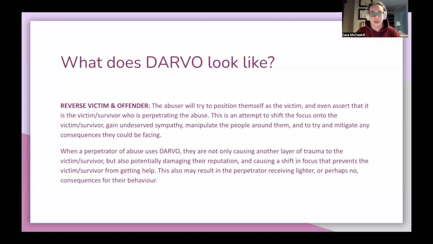They're also potentially damaging the reputation of the victim or survivor by lying, by manipulating, by twisting events and words, and causing that shift in focus that prevents the survivor from getting help. So not only is it damaging psychologically, it could also be damaging physically, because when the perpetrator is using DARVO to shift the focus, they're actually preventing somebody from getting the help that they need and getting the justice they deserve. So DARVO might result in the perpetrator receiving lighter or perhaps no consequences for their behavior, and we're going to talk about that shortly.